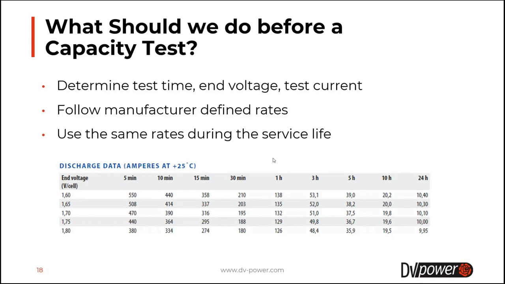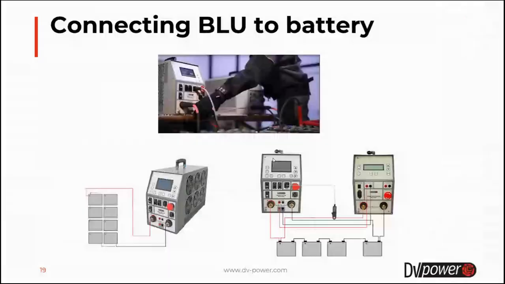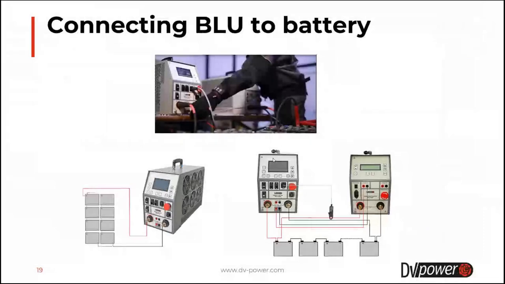And we perform that test with our battery load units. How do we connect the battery load unit to the battery? It is quite simple. If it is a single mode test, you just connect the current cables on the BLU and the battery. You connect the main plus terminal of the BLU device with the main plus terminal on the battery. The process is the same with the main minus terminal.